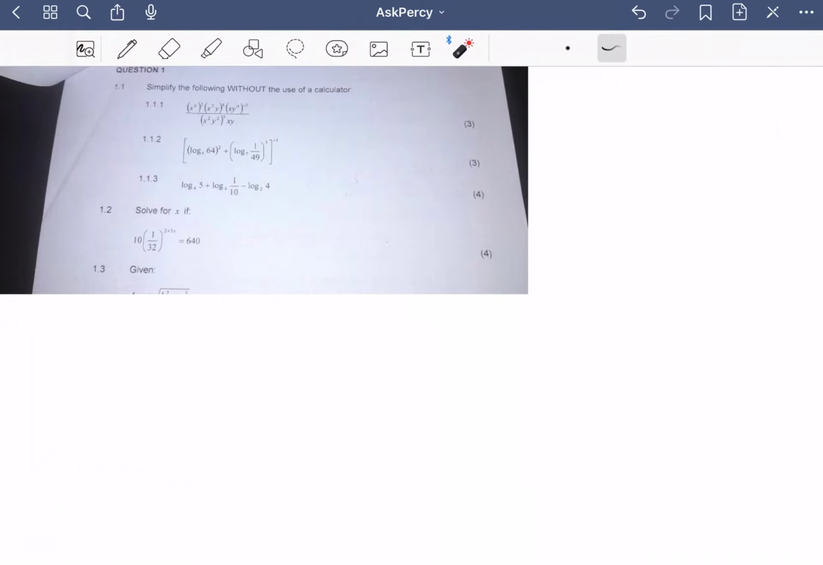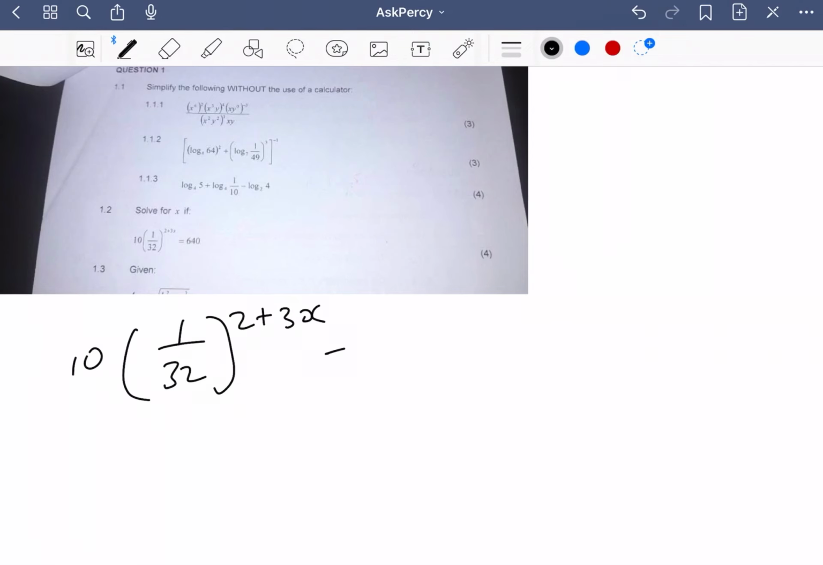We want to know about 1.2. So this is 1.2. I'm going to show you in this question's tips, give you tools to use to solve this particular question if you see it, right? So 2.1.2 says solve for x. So you have 10 times (1 over 32) to the power 2 plus 3x is equal to 640. So you're trying to solve for x here.